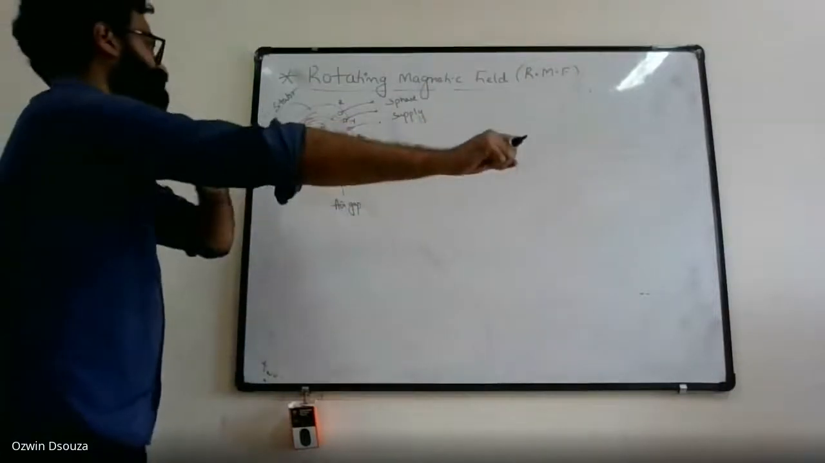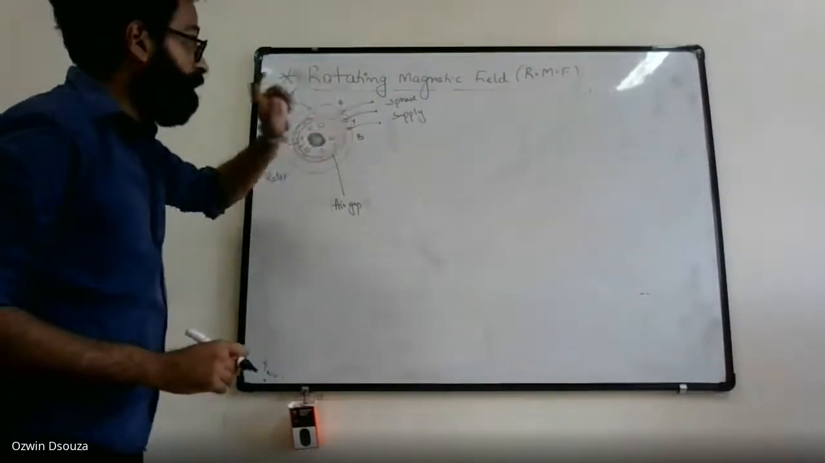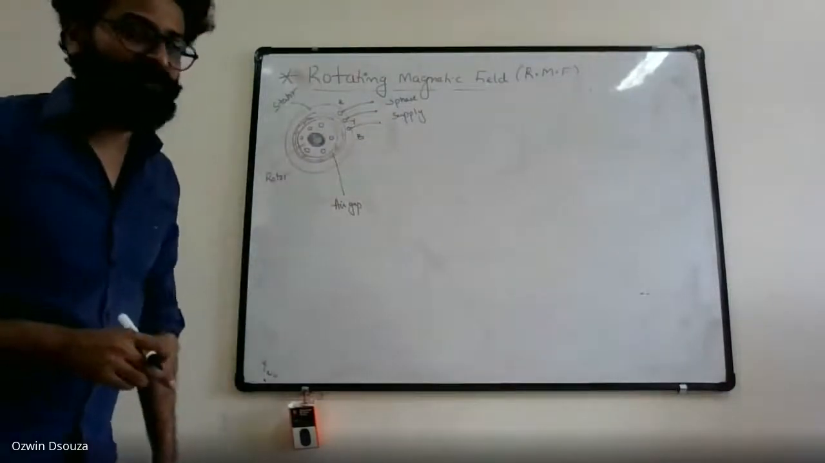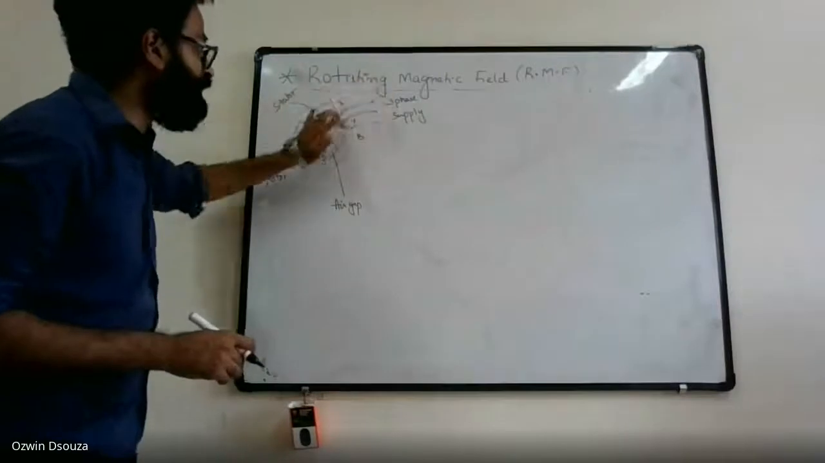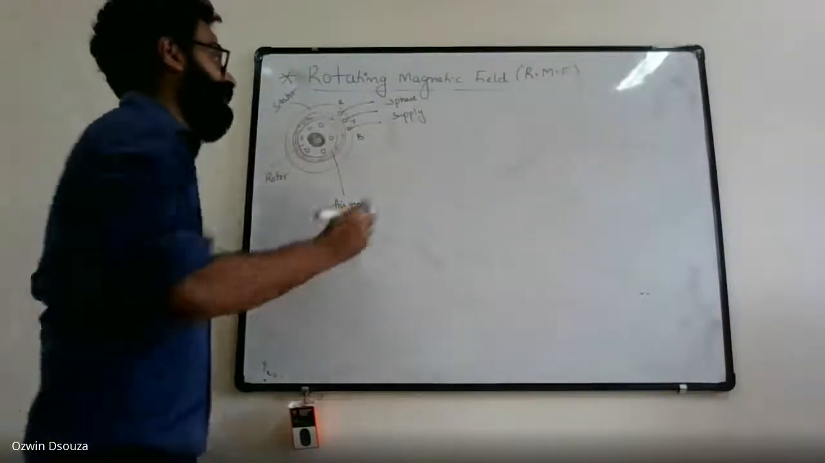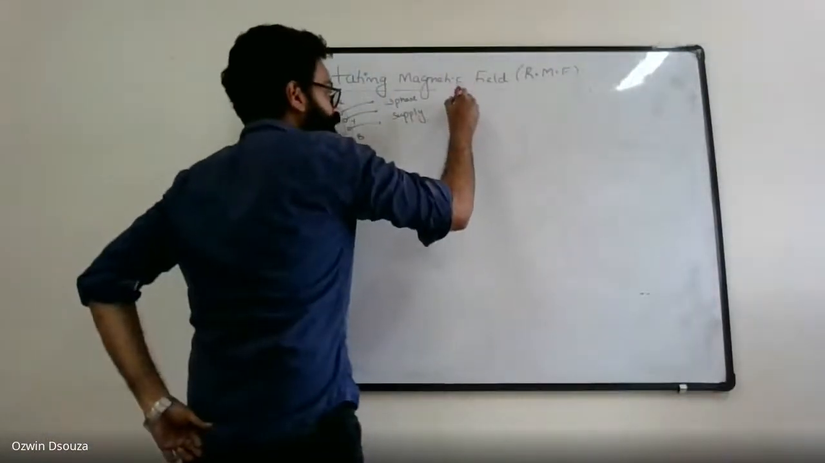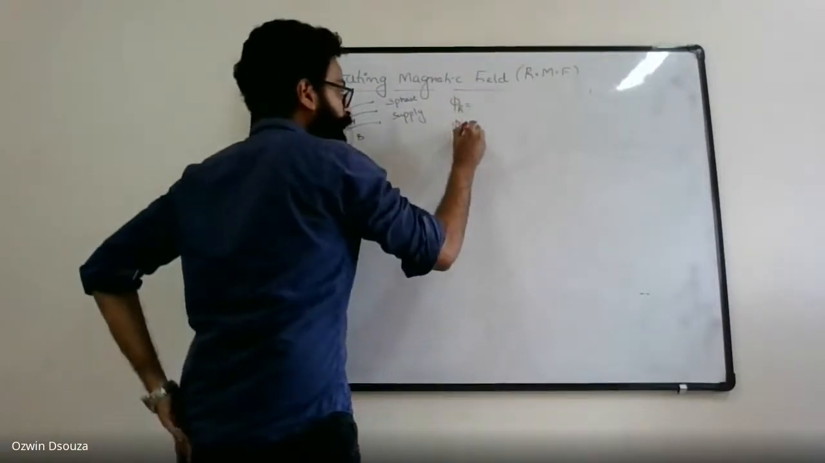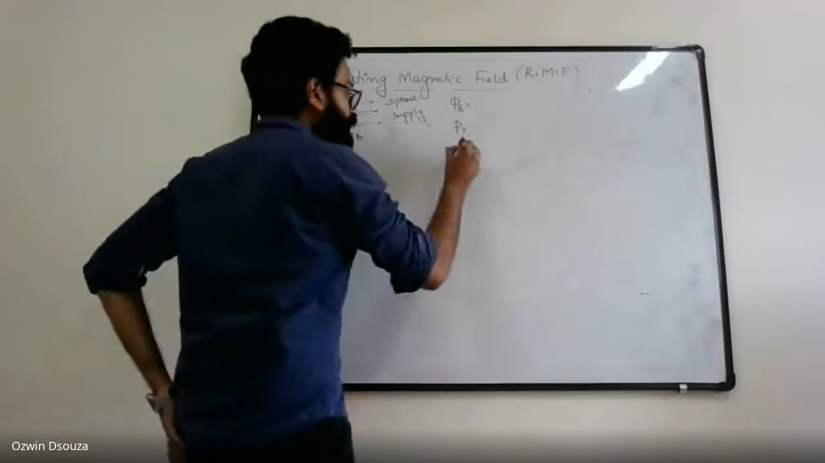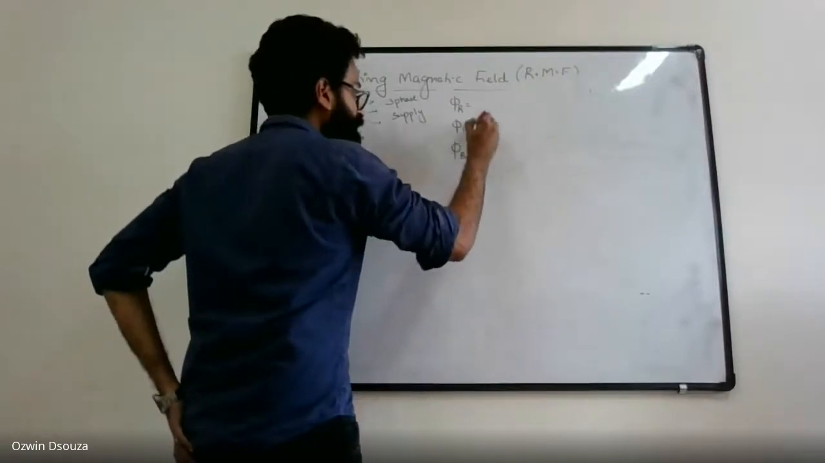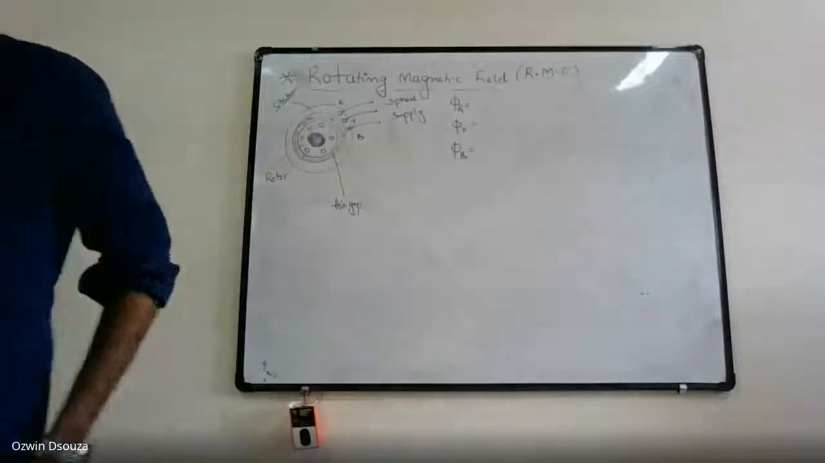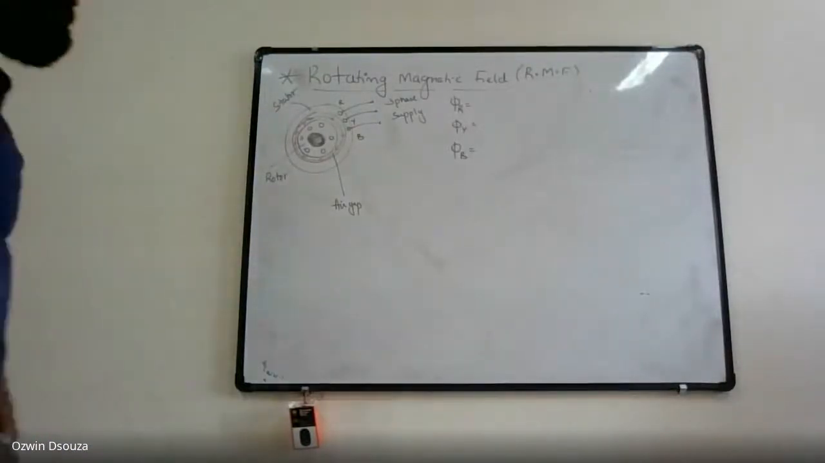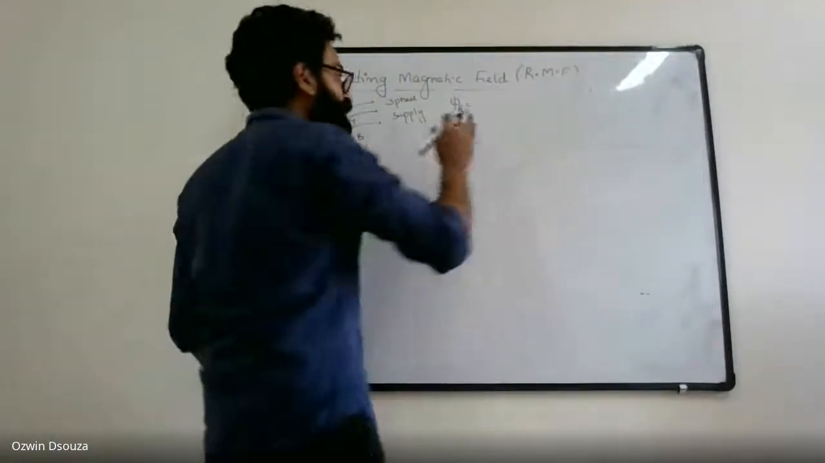All right. Now, since the supply is balanced in nature, the flux produced in the three windings is also balanced. So let us say the flux produced in R winding is phi R, flux produced in Y winding is phi Y, and flux produced in B winding is phi B. As the supply system is balanced, the flux produced in the three windings will also be balanced.